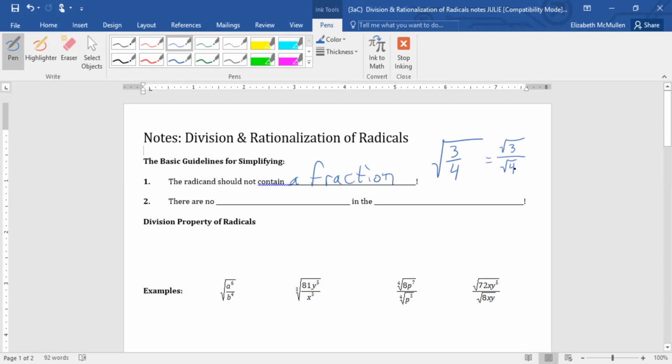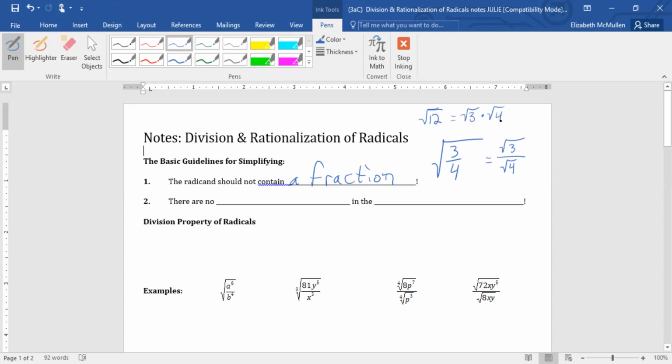Much the same as if I had the square root of 12. Remember, I could break this apart into things that multiplied. I could say that's also equal to the square root of 3 times the square root of 4. All right, that's all we're doing. We're just breaking this guy apart.